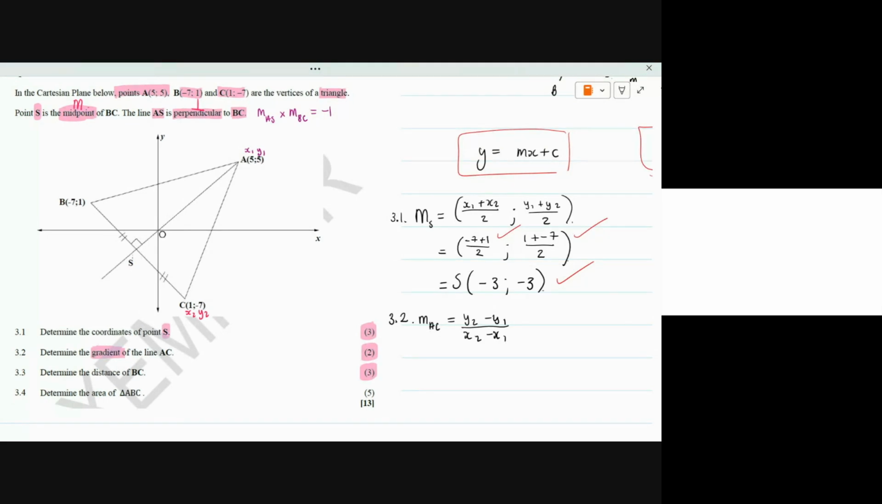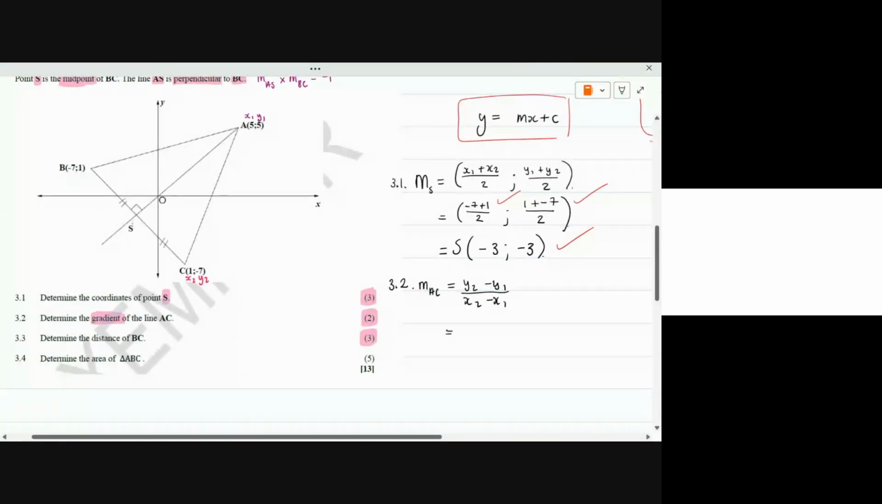All right, my darling, just keep talking. I'm following exactly where you are, and I'm writing down everything you're saying. Then substitute your coordinates, which would be -7 minus 5, and then over 1 minus 5.